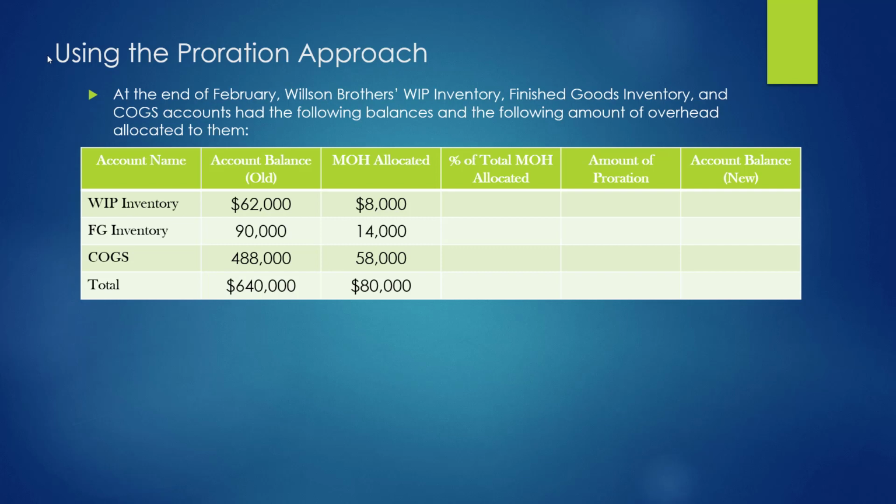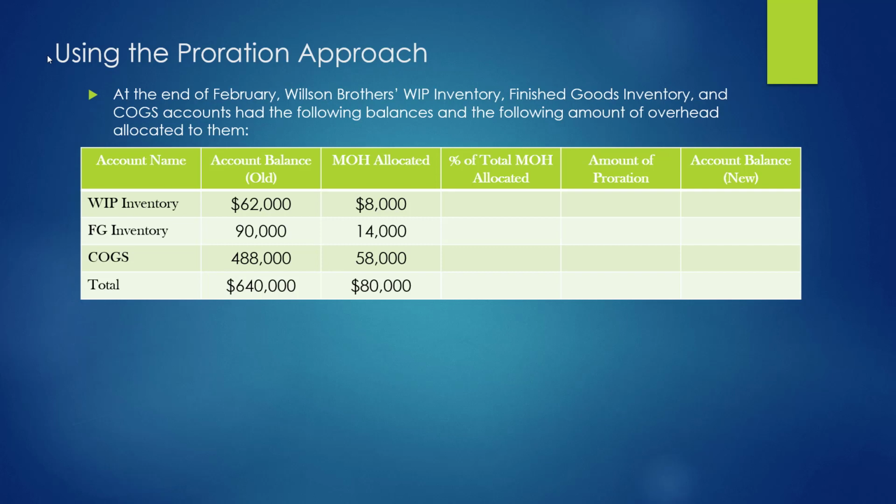So at period's end for Wilson Brothers, their WIP inventory has a balance of $62,000. Their finished goods inventory has a balance of $90,000, and they've recorded cost of goods sold of $488,000. In total, $640,000 of production costs have ended up spread out amongst these three different accounts.